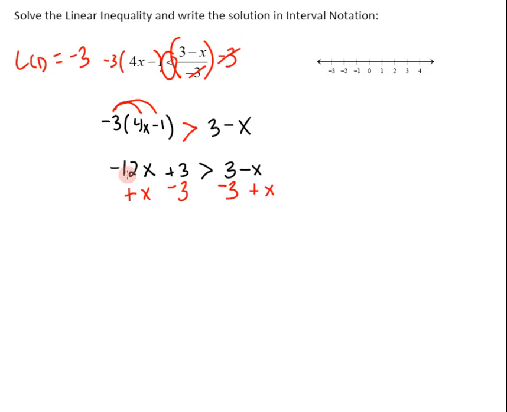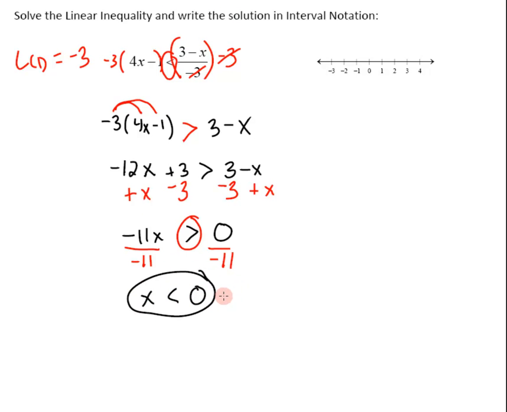So if I do that, this becomes -11x greater than 0. Now I just need to solve for x by dividing both sides by -11. Again, I'm dividing by a negative number, so anytime I multiply or divide by a negative number, I need to switch the symbol. So now I have x is back to less than, and 0 divided by -11 is 0.